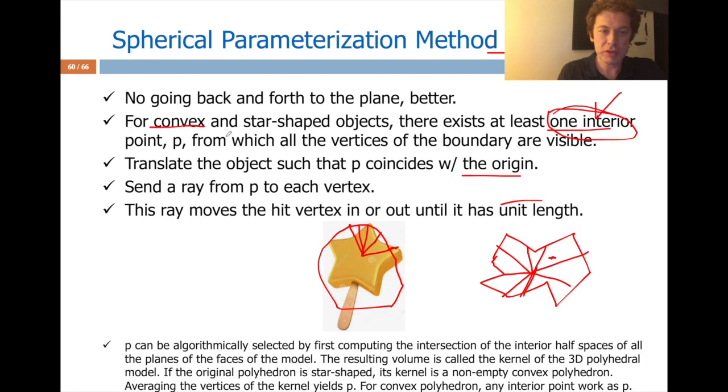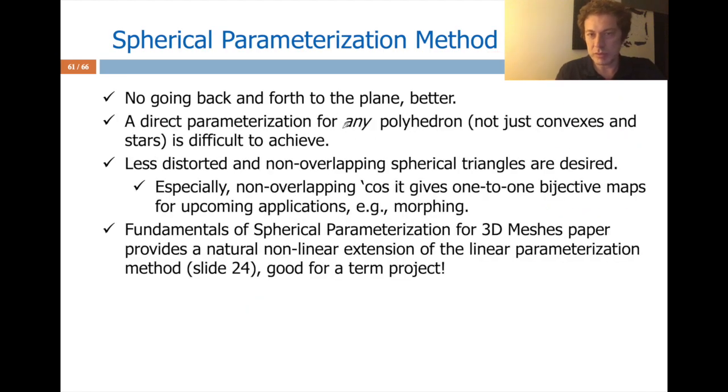By the way, a convex shape is obviously star-shaped, right? Sorry, it is not convex, so let's do it like this. Obviously, any point will do. Select this point, it sees any other point, so it is star-shaped by default. But for any object, not just convexes and stars, it is difficult to solve this problem.